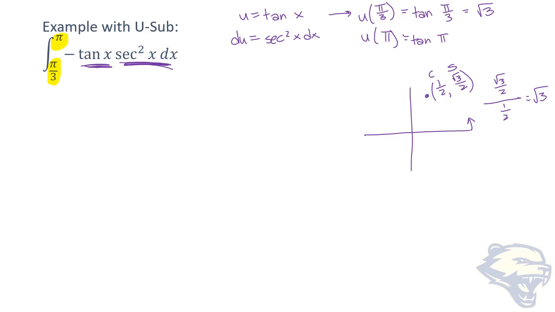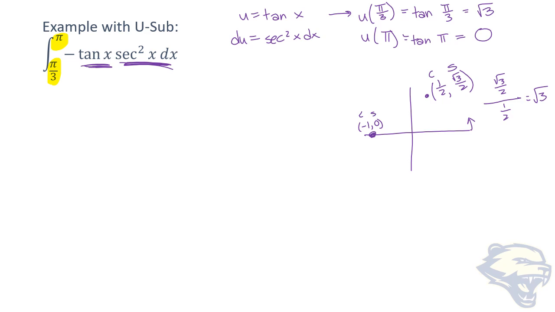Tangent of pi for my upper boundary. Okay, so pi is over here. I've gone left 1, up 0. Sine over cosine is 0 over -1, so it's 0. Okay, so I have changed the a and the b, right? The pi over 3 and the pi have new identities, right?